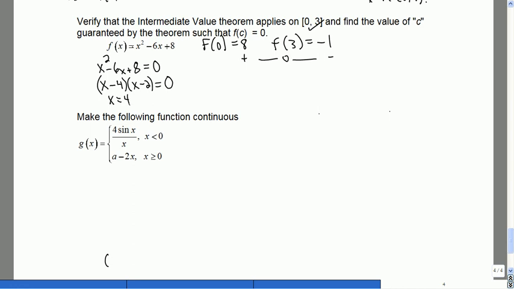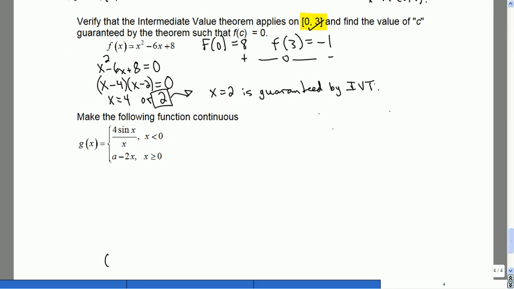So I end up with x equals 4 or 2. And this is the one that the intermediate value theorem guaranteed because I have to be within this range from 0 to 3. So I know that even though there's two answers, this is the one that I was looking for that the intermediate value theorem says the function has. And I'll just abbreviate that.